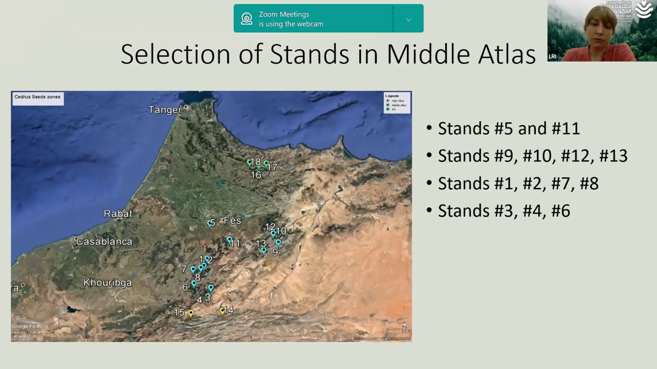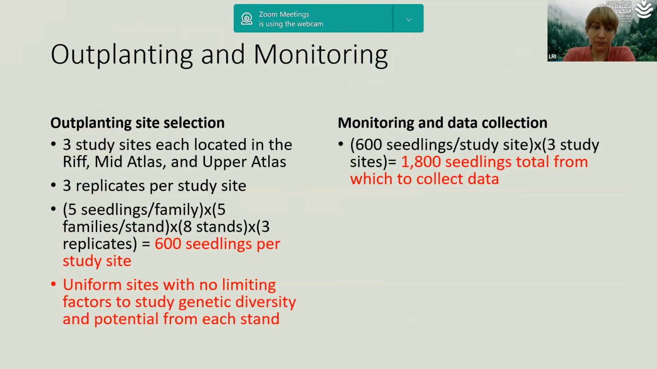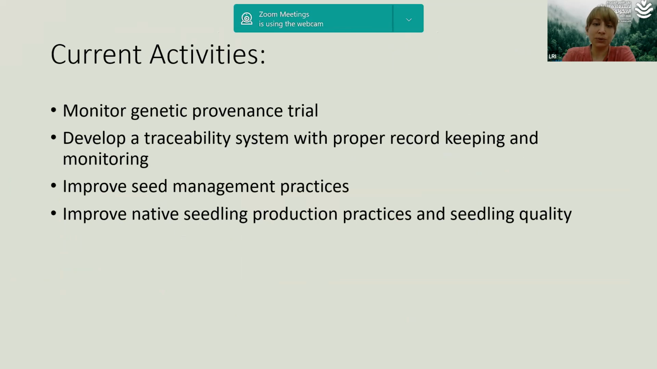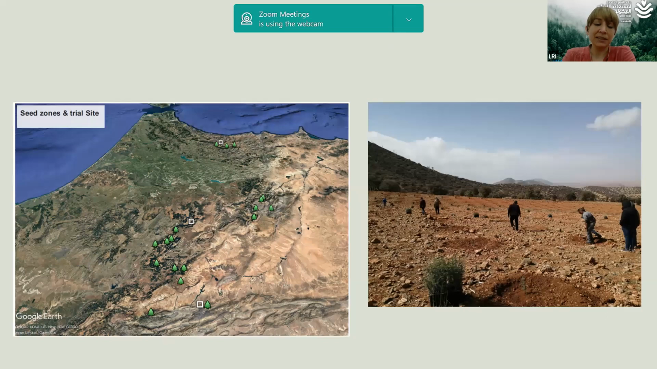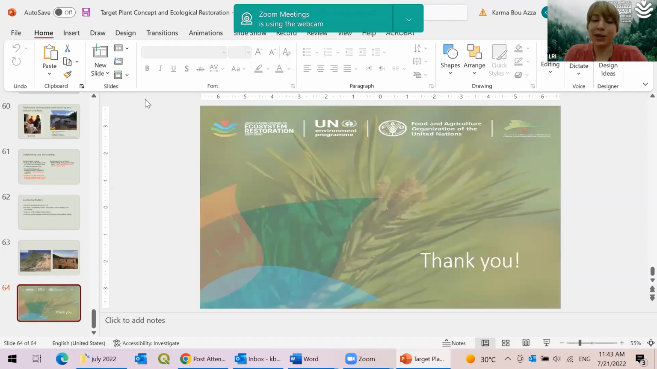So this was just a quick design. And here, again, our objective was just on a specific species. So the selection was just on one species, which was the Cedrus atlantica. So nursery practices were developed accordingly. The outplanting site was also developed, as you can see here. And genetic adaptation will be monitored. So we would be able to have a more accurate selection of seed zones and of plant material for future reforestation projects in Morocco. So I just wanted to outline the target plant concept quickly with you now.